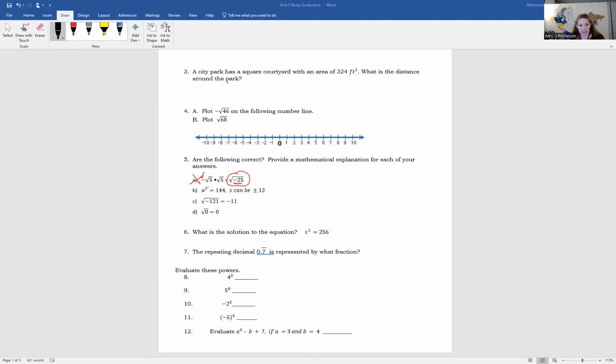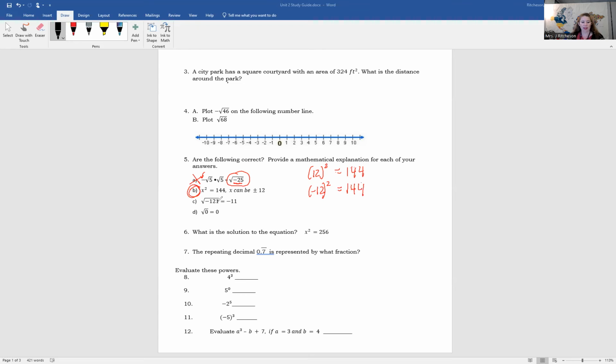All right, so letter B says x squared equals 144. X can be both positive and -12. Is that true? Does 12 squared equal 144? And does -12 squared equal 144? And the answer, of course, is yes. That is true.